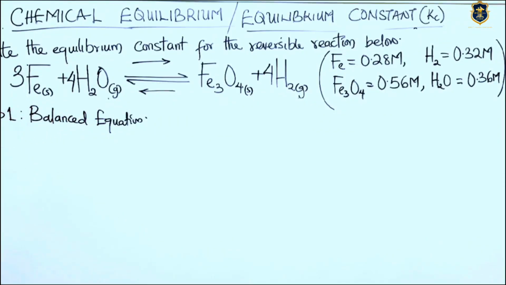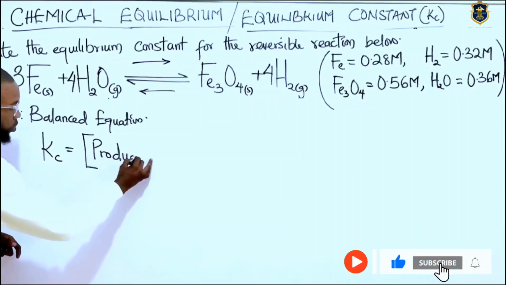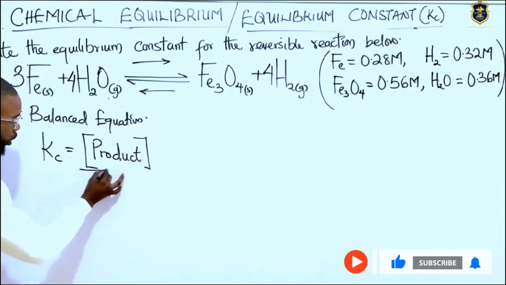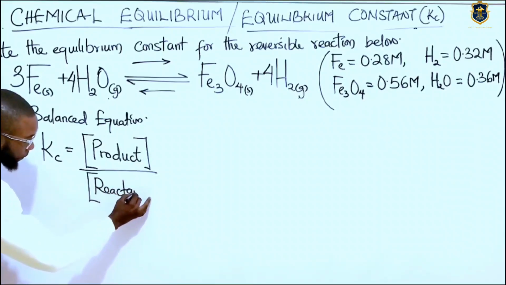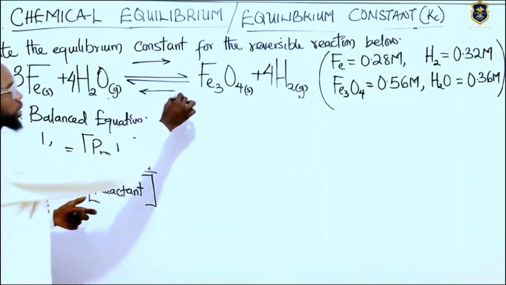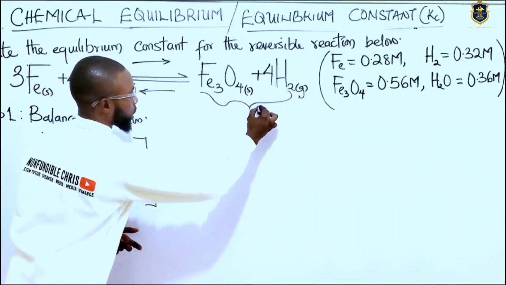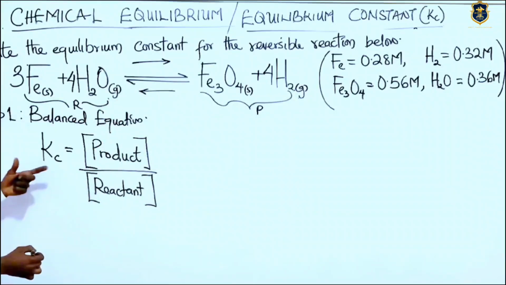So from here, having done that, we state the formula, right? To state the formula, we said for the equilibrium constant, that's Kc, it is equal to the what? The concentration of the product, right? To the concentration of the what? Of the reactant. That's what it is. And what are the products here? These are the products, as well as these being our reactants. So let's write them out.